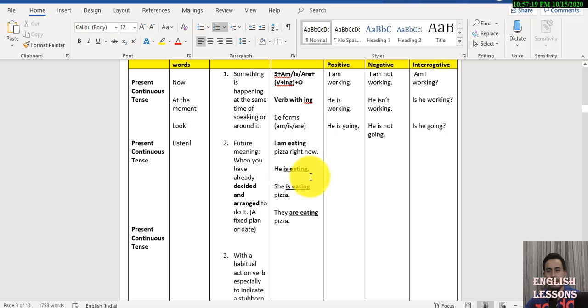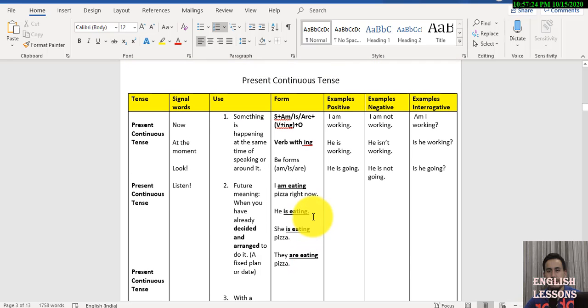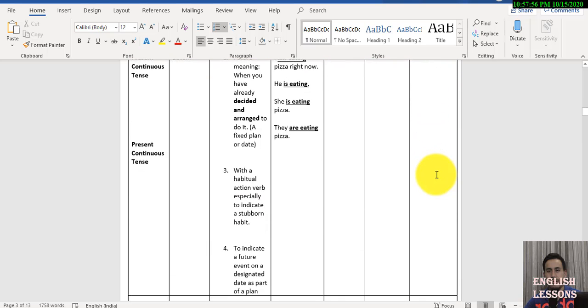He is eating. She is eating. They are eating. Positive examples: I am working. He is working. He is going. Negative examples: I am not working. He isn't working. He is not going. Interrogative examples: Am I working? Is he working? Is he going? These are examples.